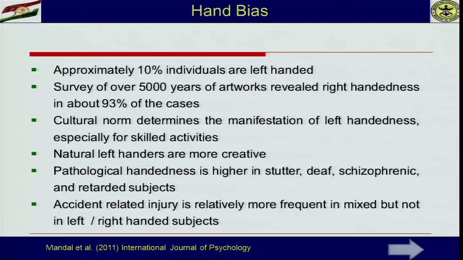Likewise, we have hand biases as well. We have found that approximately 10% of individuals are left-handed. A study reported in Science, covering over 5000 years of artwork, revealed that right-handedness is about 93% of all the cases in the last 5000 years. This study was published in an article in Science, and it has been found that in almost every artwork, through artifacts, relics and other kinds of materials, in the last 5000 years the population found to be right-handed is close to 93%. Even today we have close to 7 to 10% left-handers in the population. So, hand bias is evident ever since the dawn of civilization.